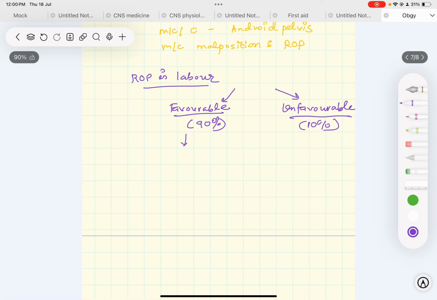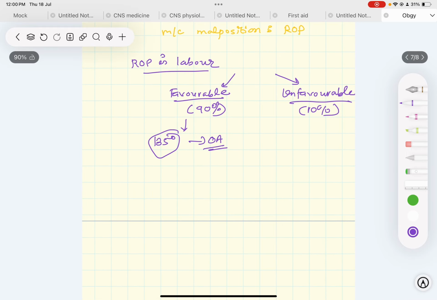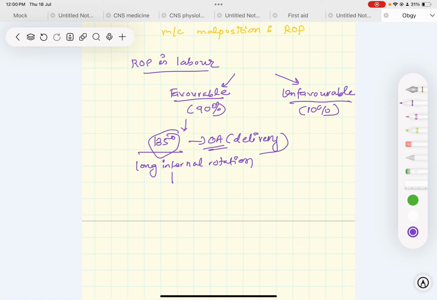So what is favorable? The fetus will rotate 135 degrees and come to the OA position, which is normal during delivery. So the fetus will rotate so much, a long internal rotation will happen. So OA will be seen in delivery, and most commonly this is possible if the pelvis is gynecoid.